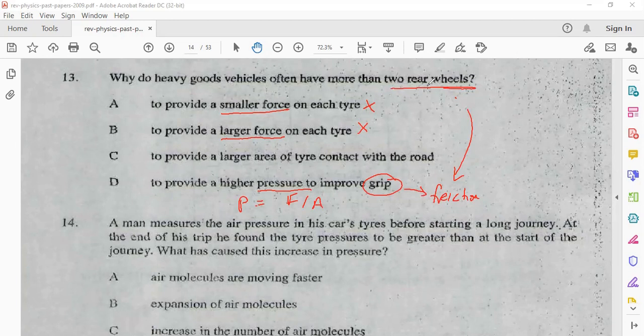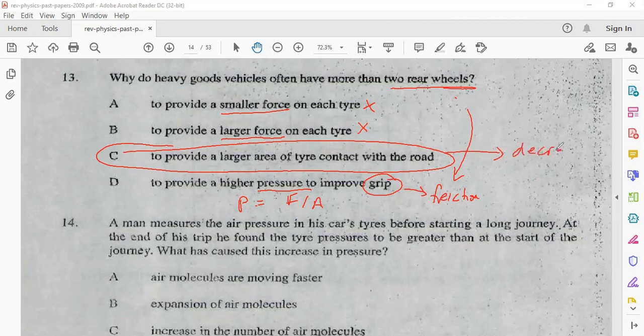What having more than 2 rear wheels does is it allows the force to be spread over a larger area, which decreases the pressure. Okay, so that's our answer, C. Okay, so you have to know the other part of that. Why do we want a larger area of tire contact with the road? We want to decrease the amount of pressure. Okay, so we don't get potholes and we don't get stuck. So that is what's going on there.